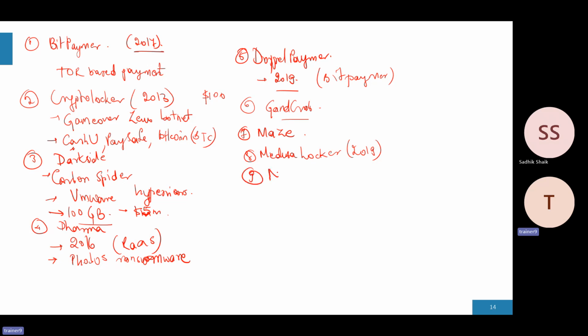Then you have Netwalker, which was written in C++, and it was advertised as a ransomware as a service, and it was made popular by the users as part of the group, which was Circus Spider.